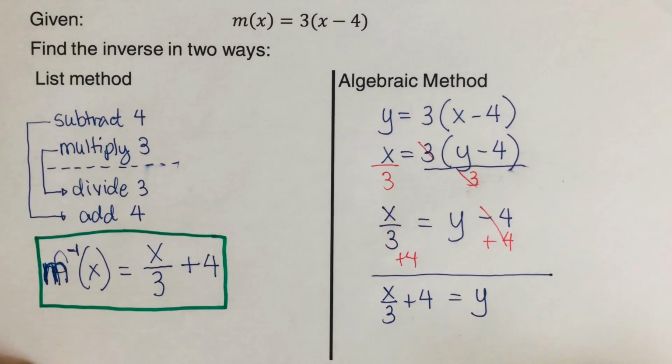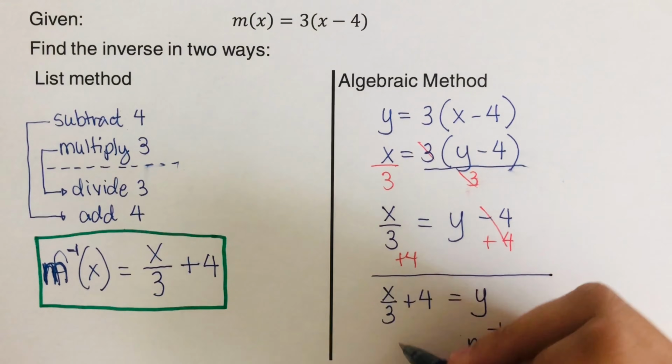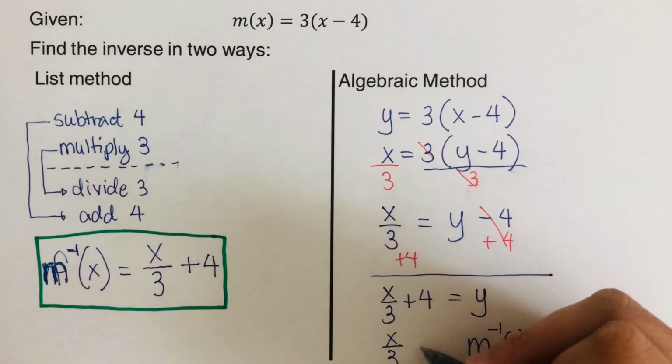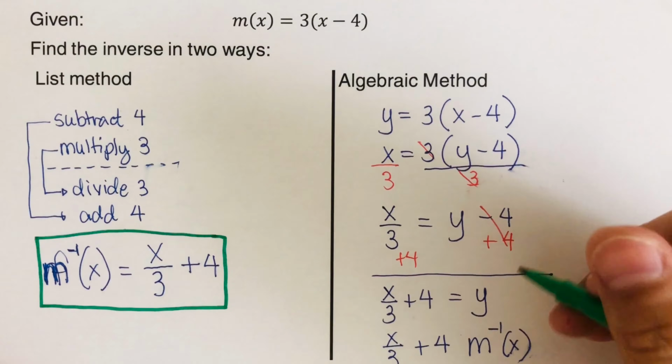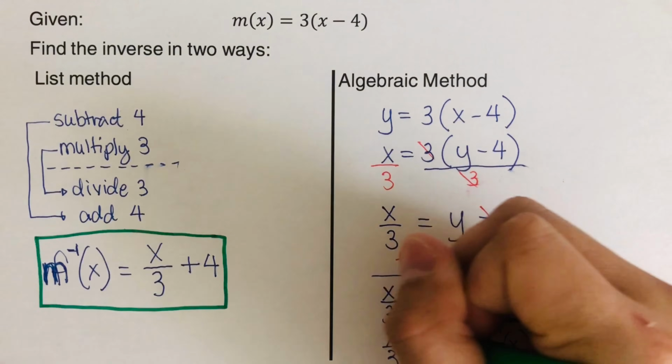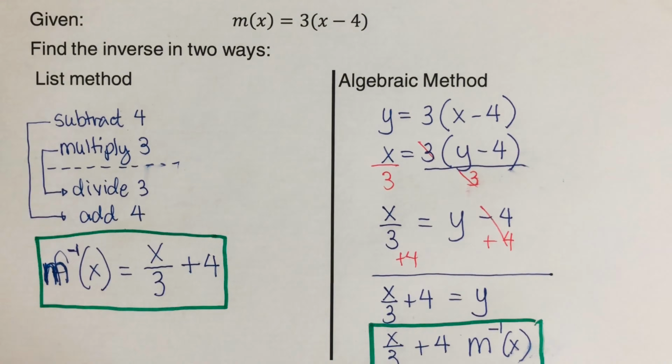And then since we want the inverse, I can go ahead and change this to m inverse of x is equal to x over 3 plus 4. And this is our inverse. And so if we look at the equation on the other side, that's m inverse of x. So both of them are x over 3 plus 4. Did you get the same answers as this?